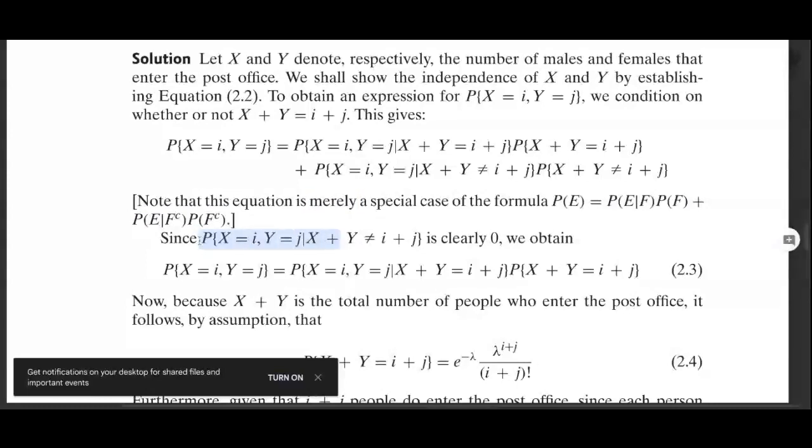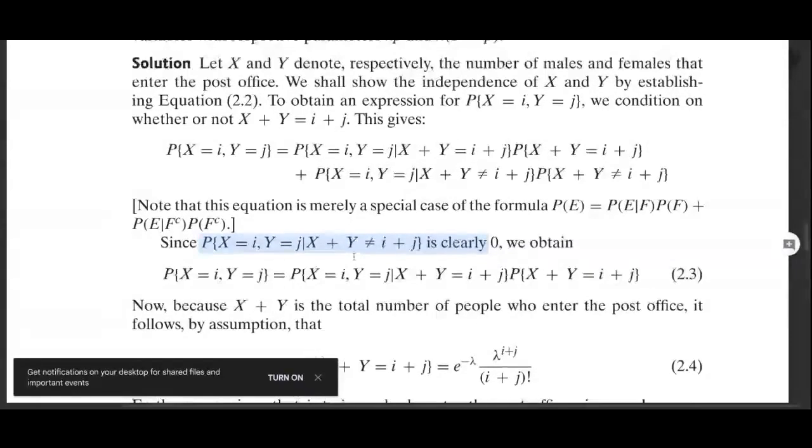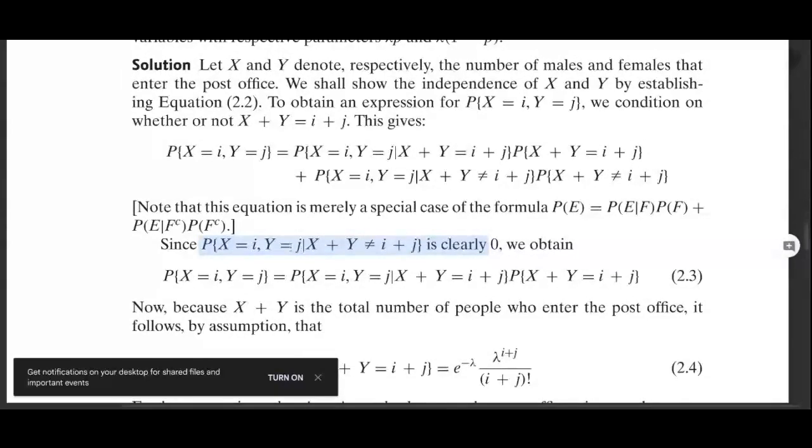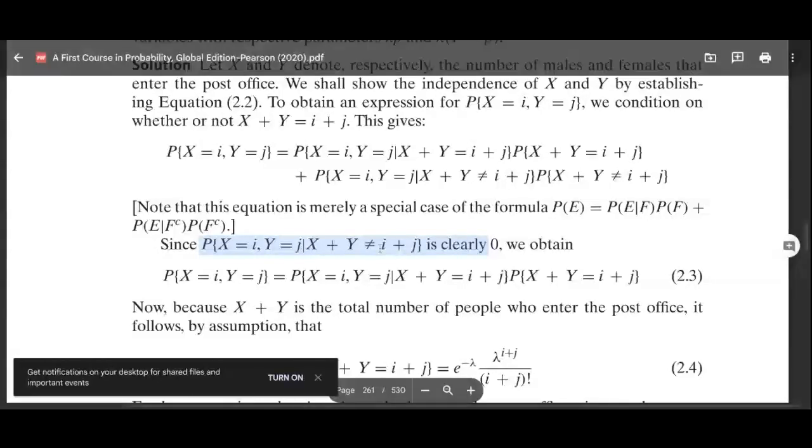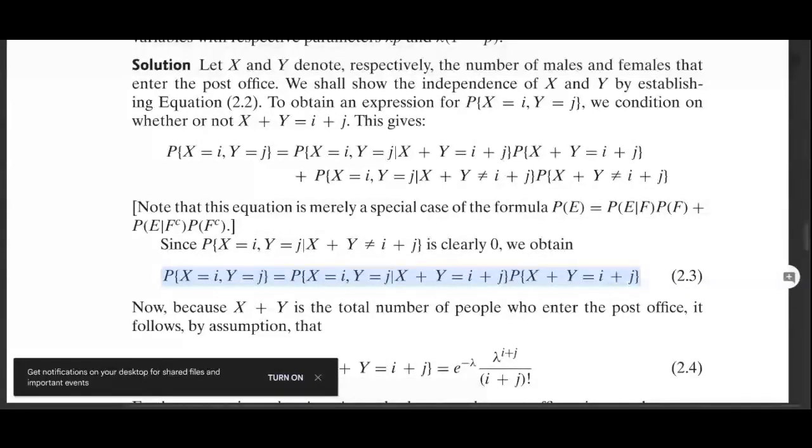Now this one is clearly zero, because X plus Y, why? Because those two are independent, right? If they were not independent, we could not make this conclusion. But because we consider only male or female, not a middle gender, we presume this, so it is zero. So the second part, where X plus Y does not equal i plus j, is just zero. So we get this one.